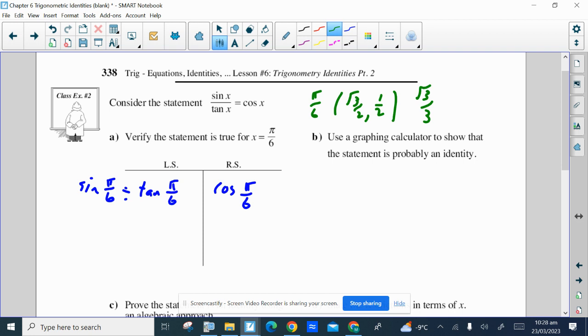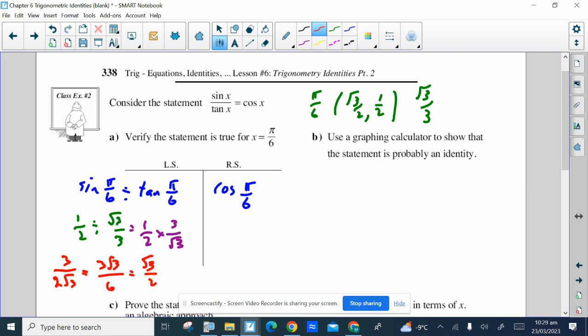The sine of pi on 6 is 1/2, and that's divided by the tangent of pi on 6, which is root 3 over 3. To divide by a fraction, we multiply by the reciprocal, so that'll equal 1/2 times 3 over root 3. That gives us 3 over 2 root 3, or 3 root 3 over 6, or root 3 over 2.